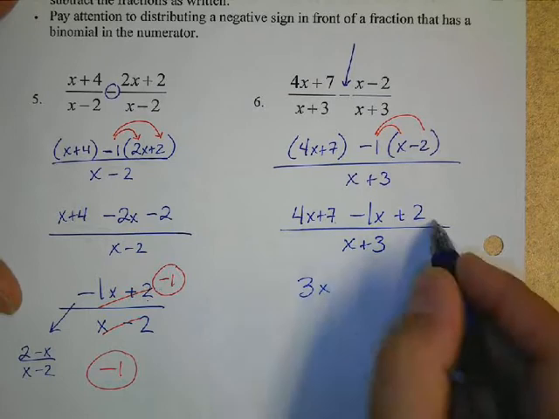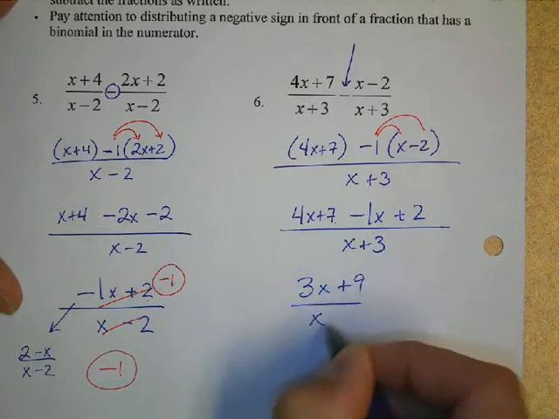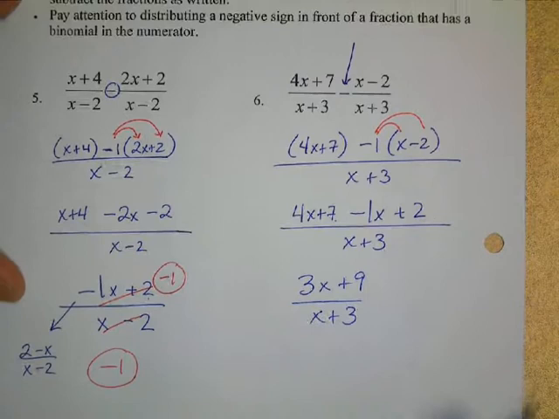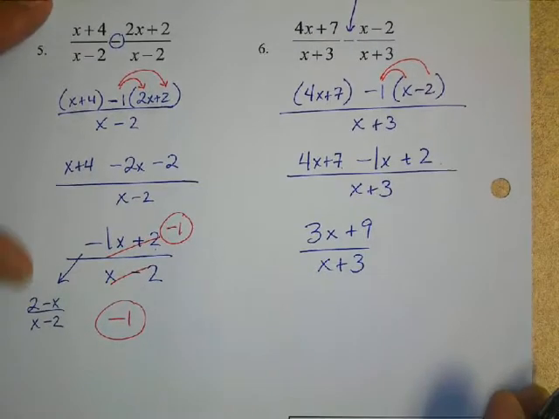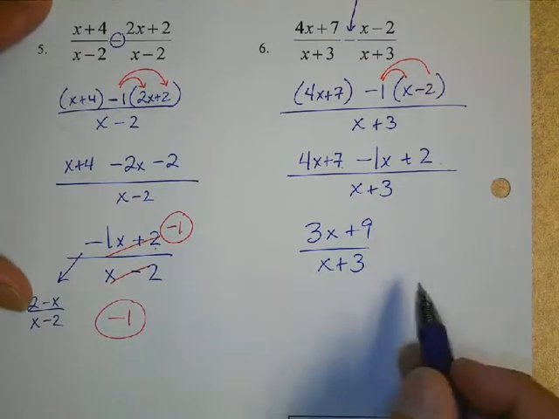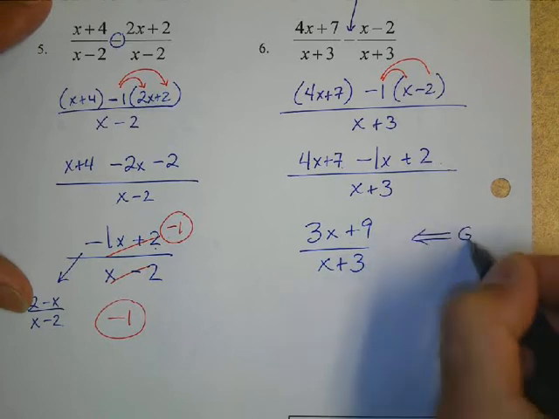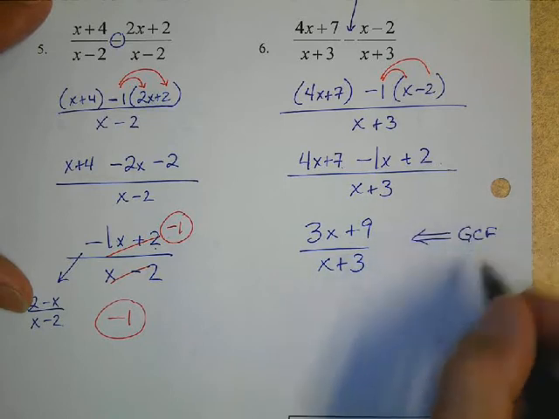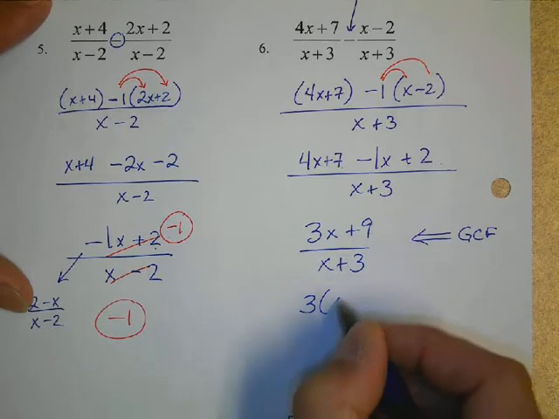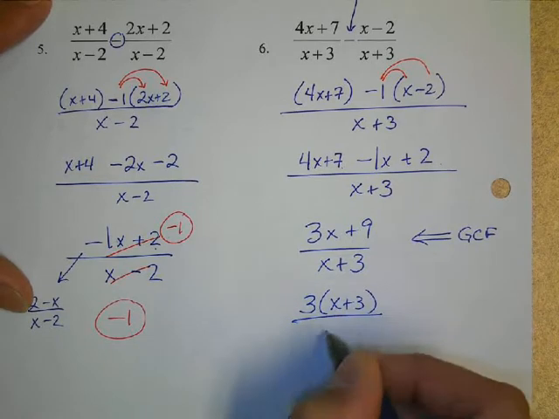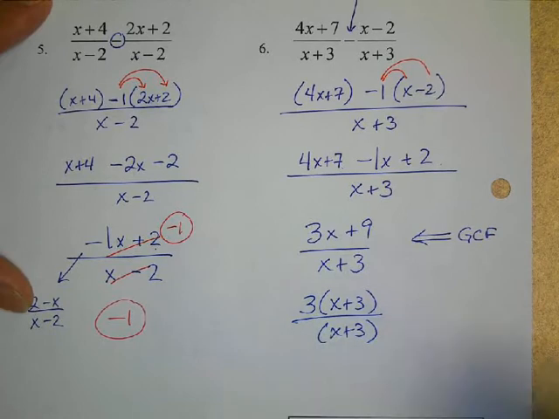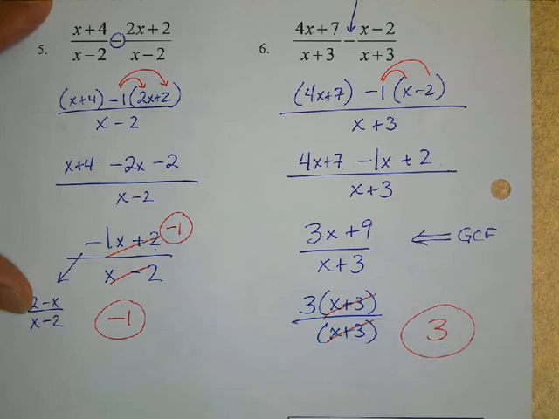As we simplify this out, that gives us 3x, 7 and 2 make 9, over x plus 3. Like on all of our problems, we're going to ask ourselves, are we done? Well, before we say we're done, we need to always consider, is there a GCF that comes out? And so my question is, is there a GCF? Well, sure there is. The GCF on the top is 3. That leaves us with an x plus 3 on the top and an x plus 3 on the bottom. Hopefully by now you're thinking those two are going to cancel, which means our final answer is just positive 3.